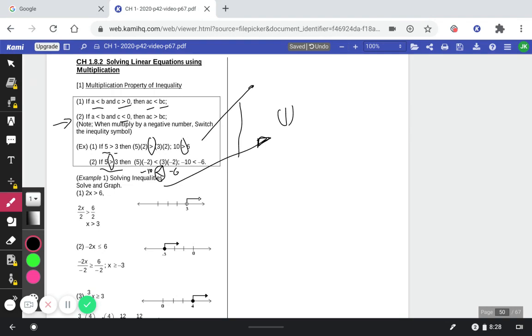So number one, you have 2x is bigger than 6. What do you call this format? We call it an inequality because of this symbol. Now solve this inequality. You divide both sides by the number in front of x to get x alone, only one x. So when you do that, x is greater than 3. What does that mean, x is greater than 3? That means the value of x is any value bigger than 3.